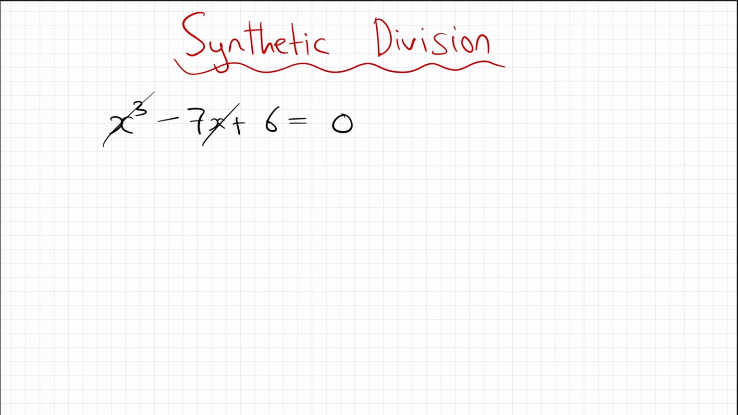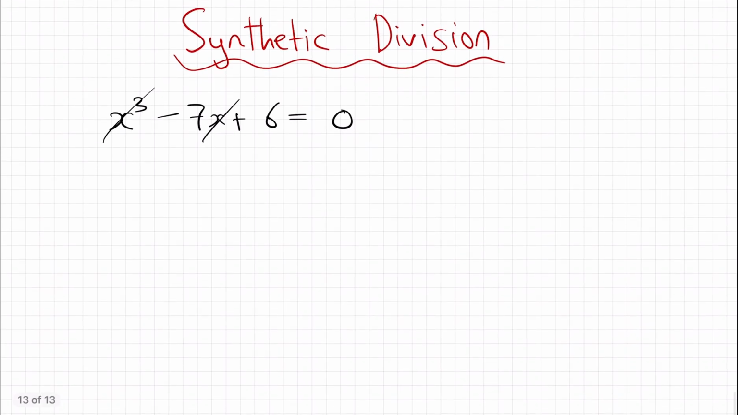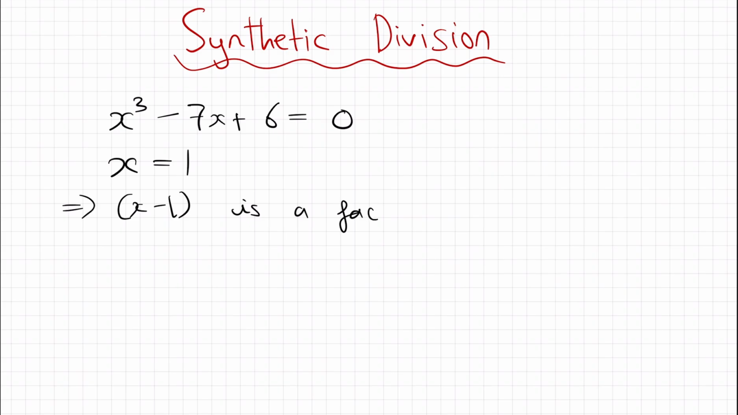Which means you can just add up the coefficients and check if that works. And this does in fact work because 1 minus 7 plus 6 is 0. So we can say x equals 1 is a solution, okay? What that implies is x minus 1 is a factor of x cubed minus 7x plus 6.